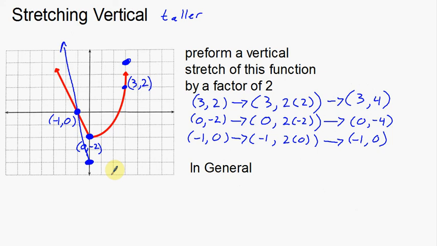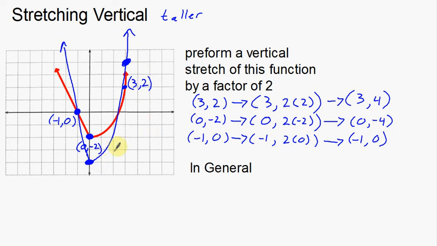And now I have this point up here, so I start here, and I'm going to curve to get to that point up there. I don't necessarily need to go through this point here. I want to concentrate on going through this new point. That's the old point, 3, 2. This is the new point, 3, 4. So that's what it looks like when I stretch vertically.